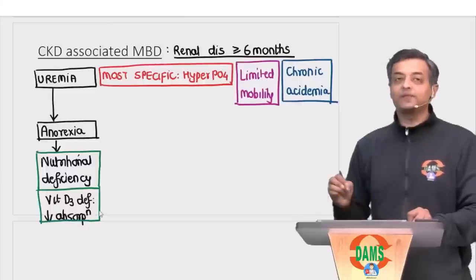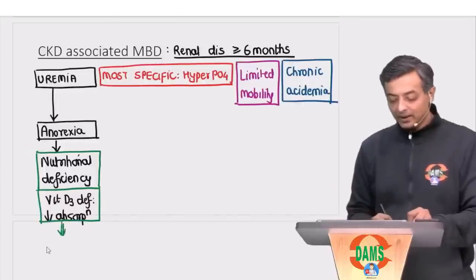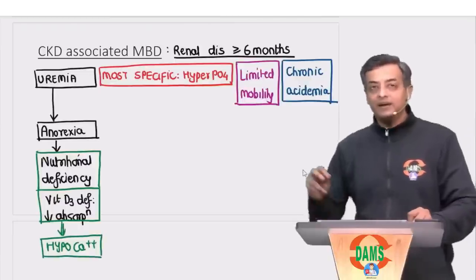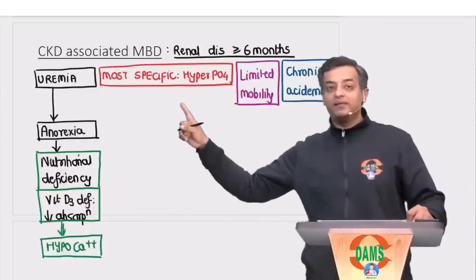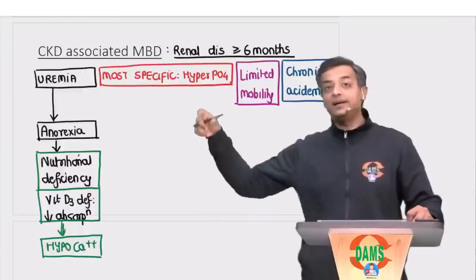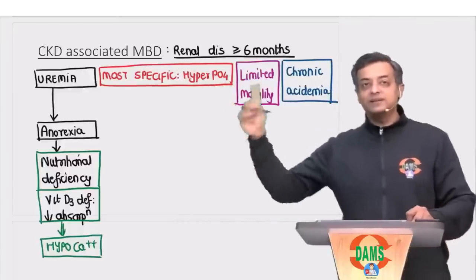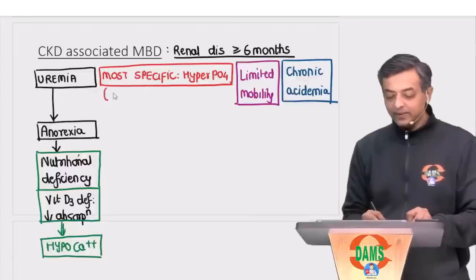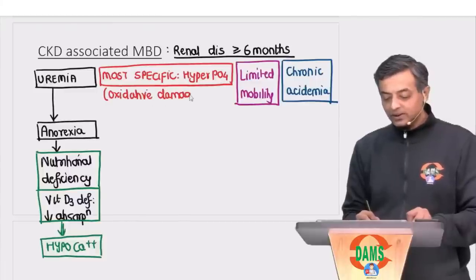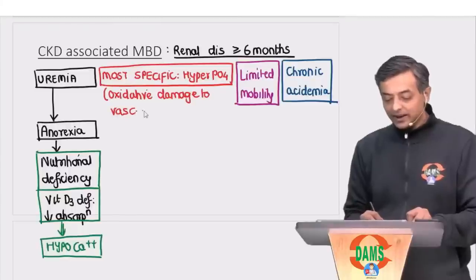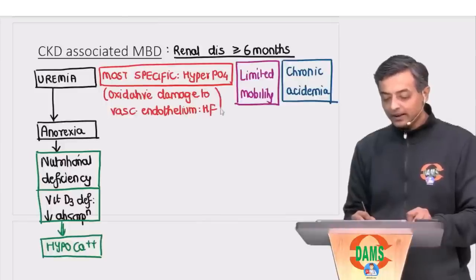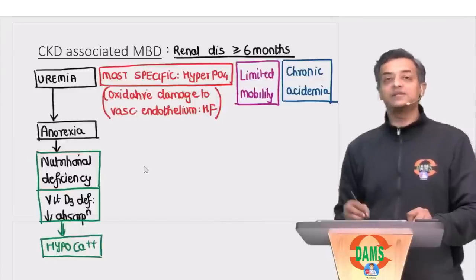Reduced absorption of calcium from the gut leads to hypocalcemia. Hypocalcemia can occur because of multiple factors. At the same time, calcium and phosphate, which are normally in homeostasis, are deranged in renal failure because phosphate excretion is affected. The phosphate, if it remains in the body, causes oxidative damage to the vascular endothelium and increases the risk of heart failure and cardiovascular mortality.